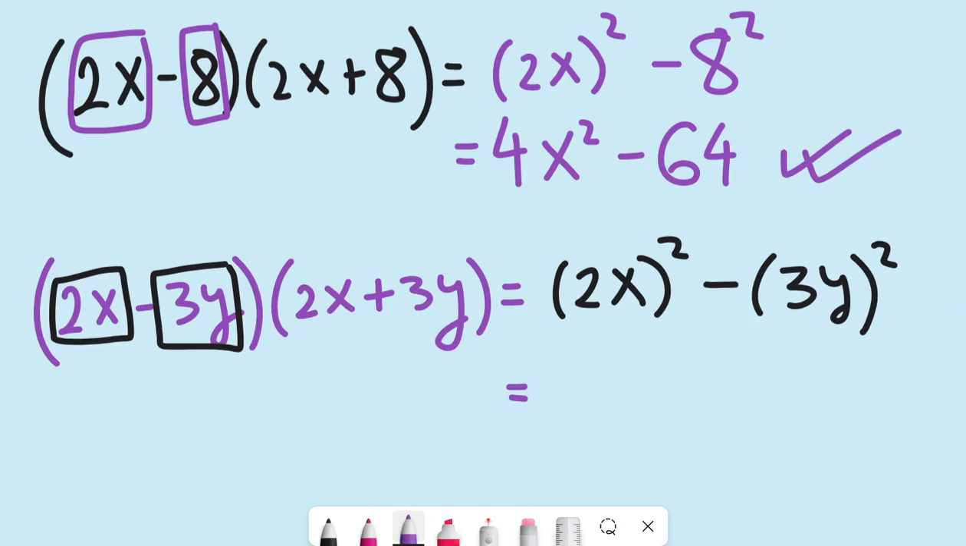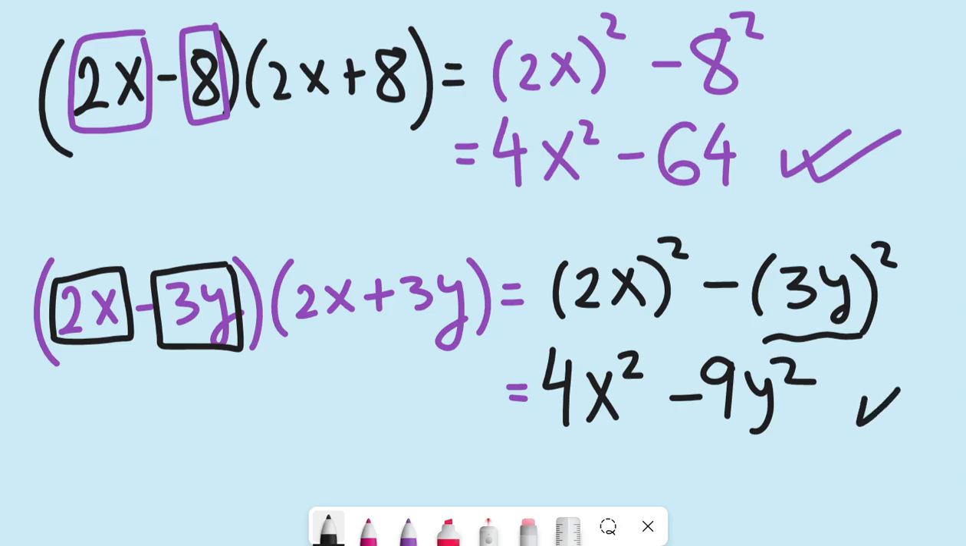2x multiplied by 2x, which is 2x squared. That is equal to 4x squared minus 3y multiplied by 3y will be 9y squared. Done. That's it. So we multiply 2x by 2x to get 4x squared and 3y by 3y to get 9y squared.